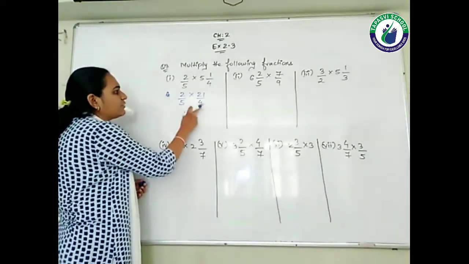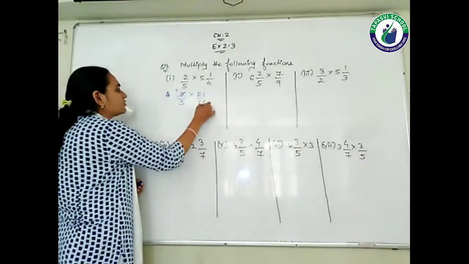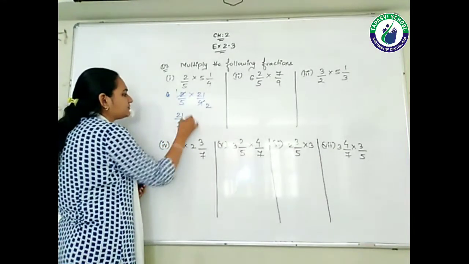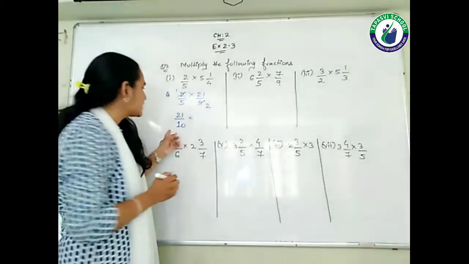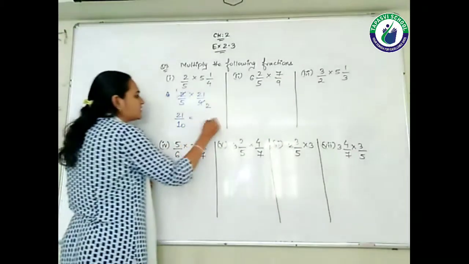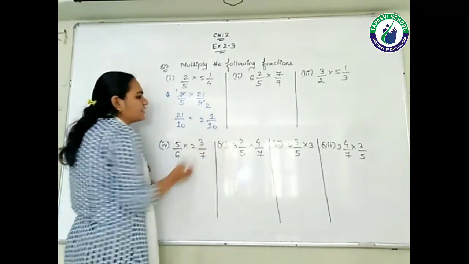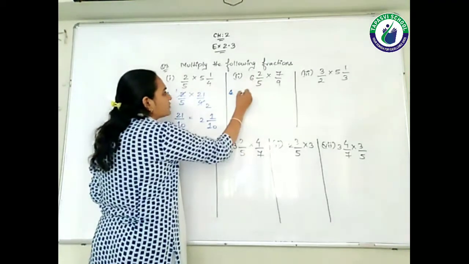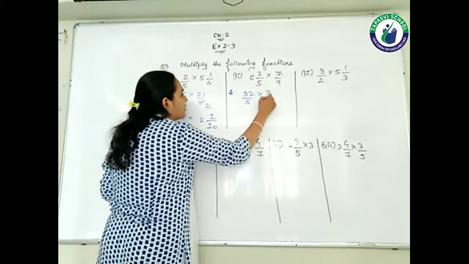I can cut down 2 and 4, students, because 2 ones are 2 and 2 twos are 4. So I'll get 21, 5 twos are 10, right? So again I can convert this improper fraction into a mixed fraction. So 10, 2 tens are 20 and plus 1, right? Next question is 6 5s are 30 plus 2. So 32 upon 5 multiply by 7 upon 9.